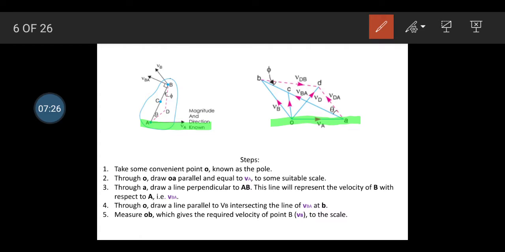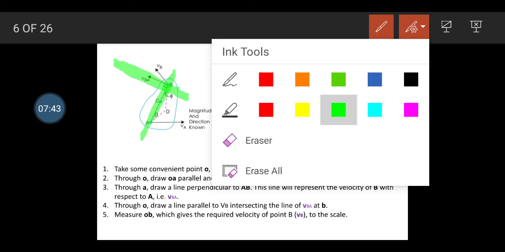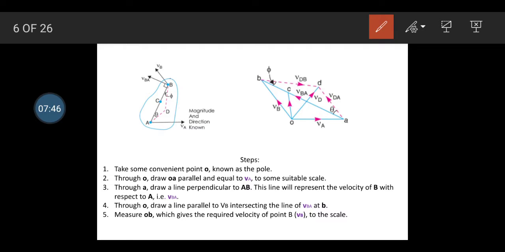The third step will be, through A, draw a line perpendicular to AB. This is the line AB, so the perpendicular will be like this. We have to draw a perpendicular line through point A. So this is the perpendicular line which we have drawn, and we have represented it as VBA, which is representing the velocity at B.